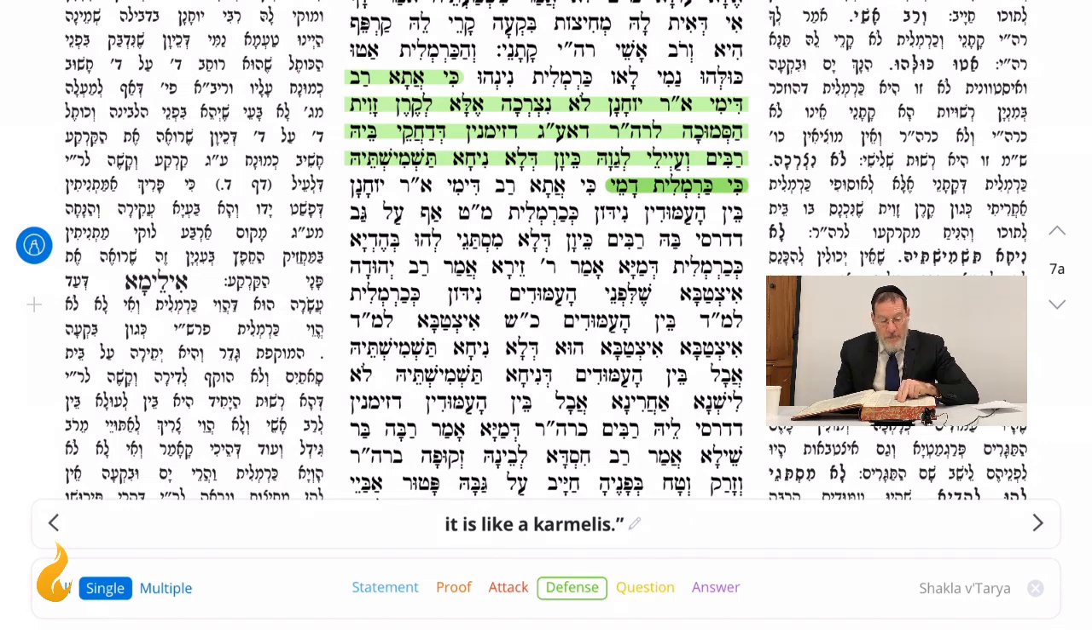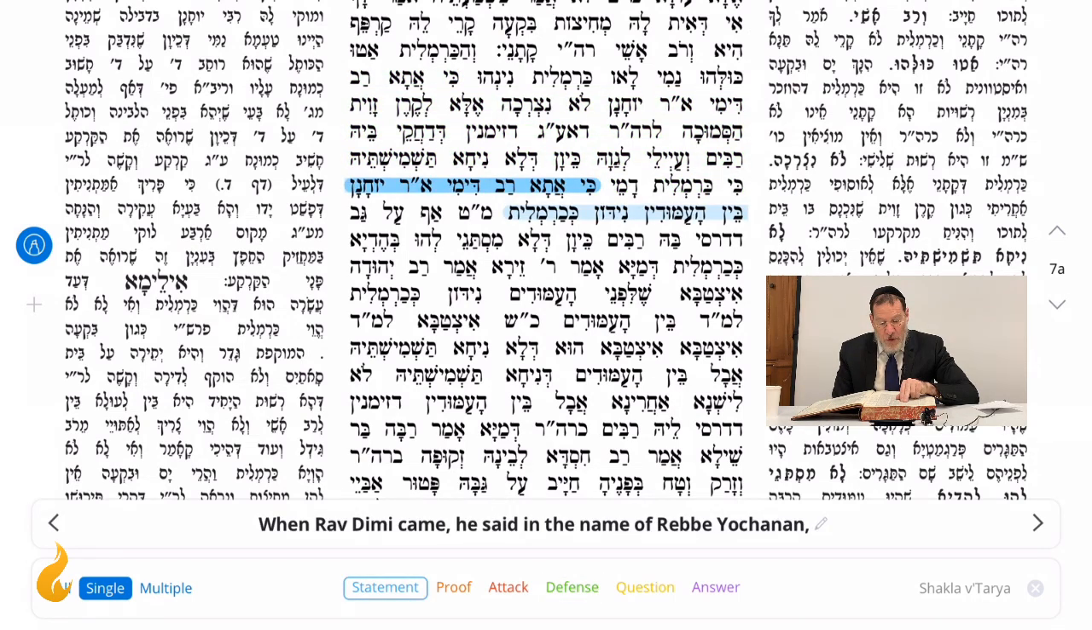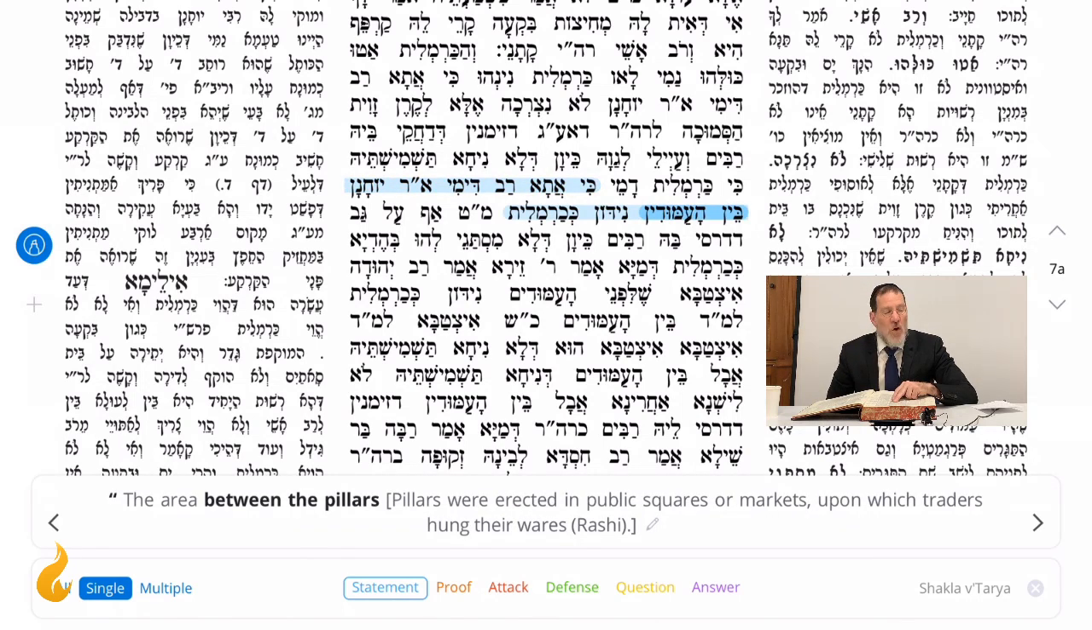Kiyasa Ravdimi, Amar Rabbi Yechanan, another din that this Ravdimi taught us when he came back one of those times from Eretz Yisrael to Bavel. In the name of Rabbi Yechanan, Bein Hoamudim. Let's go back to the public, large outdoor plaza that has a din of Reshus Harabim.